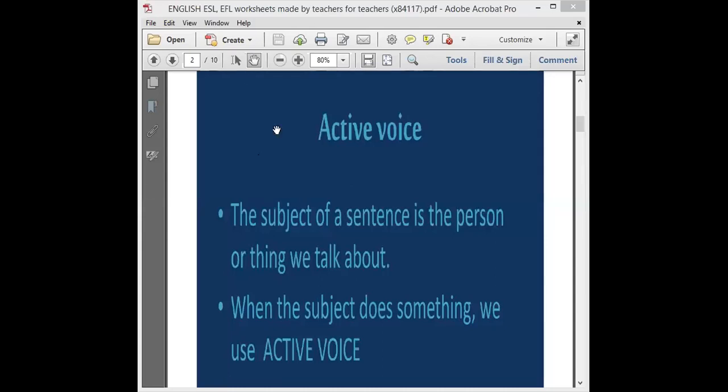So a passive construction occurs when you make the object of an action. I have a problem with my connection. I don't know if you're still listening to me.